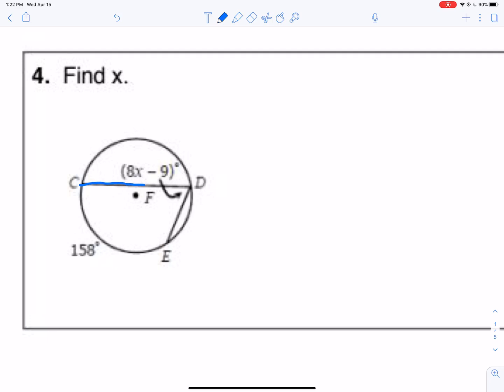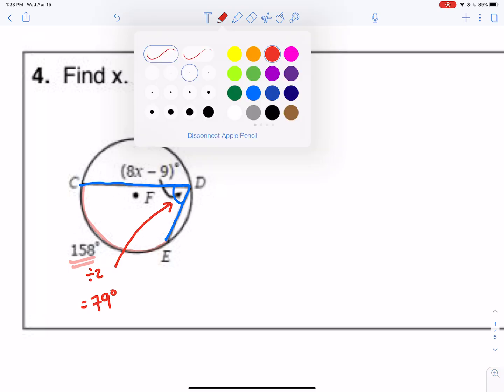Angle CDE is given, and that's 8x minus 9. And then that angle, the inscribed angle, is intercepting arc CE, which is the 158. So we know that the angle is half the measure of the intercepted arc. So if we take 158 and we just divide that by 2, we get 79 degrees would be the measure of that inscribed angle. And then we could figure out what X is.